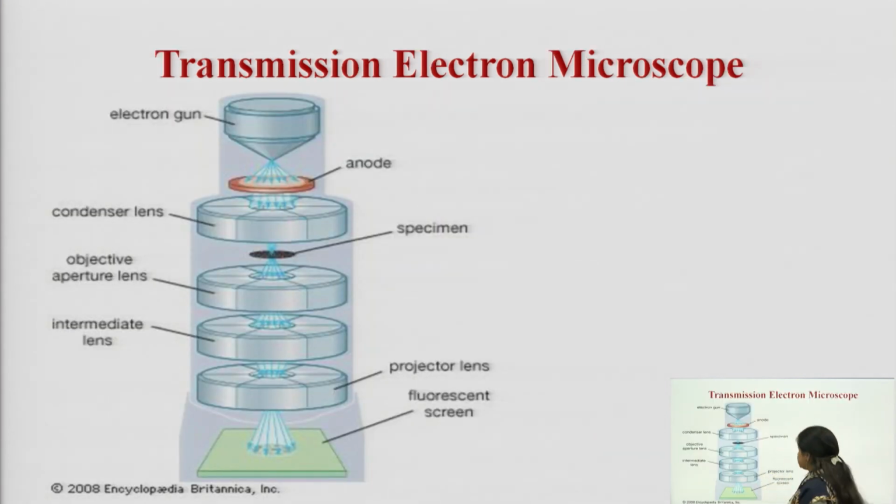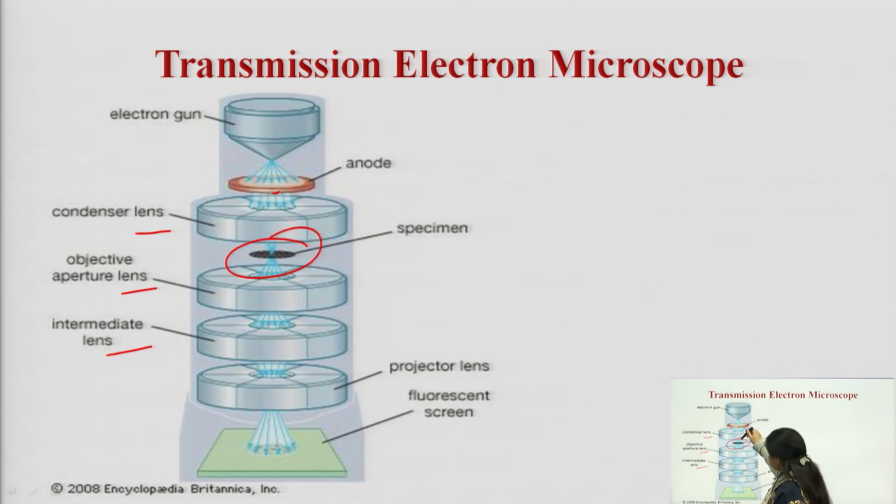As you can see in this diagram, the electron gun is generating the electron beam, and the anode is then passing the electron beam through the condenser, and from the condenser it reaches the objective, and after that it reaches the intermediate lens, and here we have placed the specimen. As you can see, the specimen is placed here. So our electron beam is transmitting through this specimen.